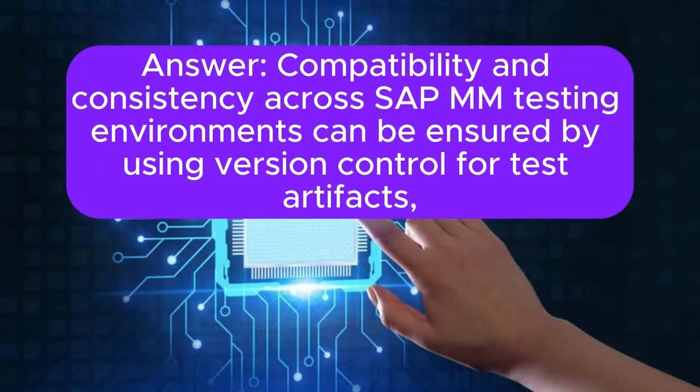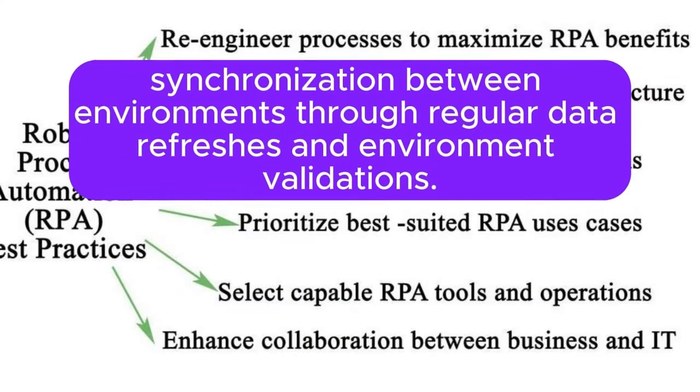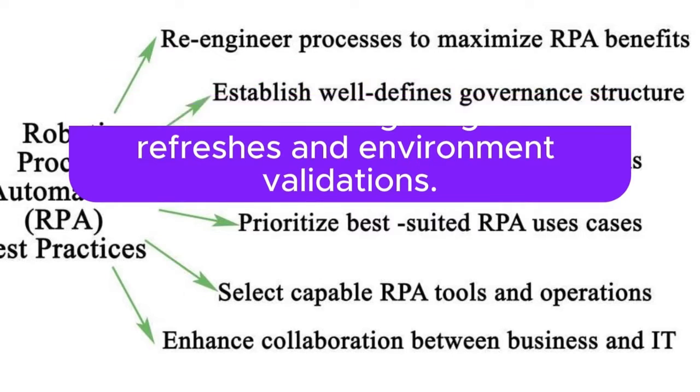31. How do you ensure compatibility and consistency across different SAP MM testing environments? Answer. Compatibility and consistency across SAP MM testing environments can be ensured by using version control for test artifacts, standardizing configurations and master data, and maintaining synchronization between environments through regular data refreshes and environment validations.